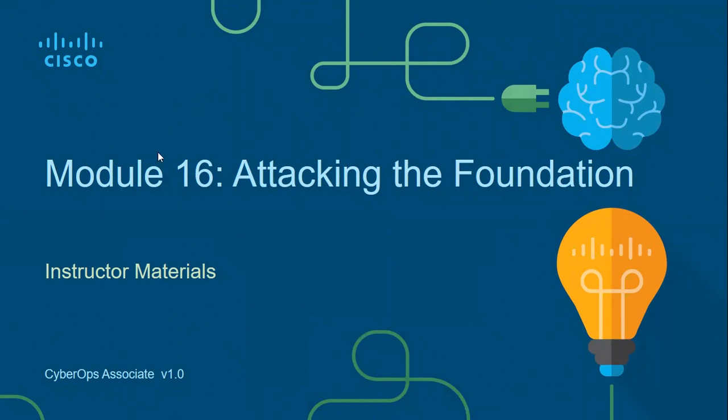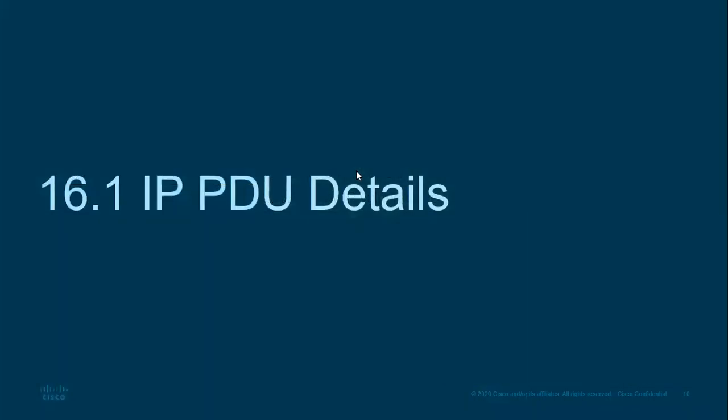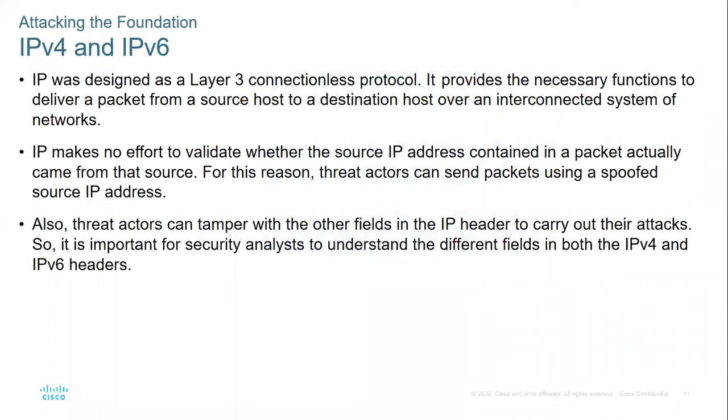All right. So we're looking at module 16, attacking the foundation. The module objective here is to explain how TCP/IP vulnerabilities enable network attacks. So section 1 is IP PDU. This is the protocol data unit details. Okay, so we have IPv4 and IPv6.